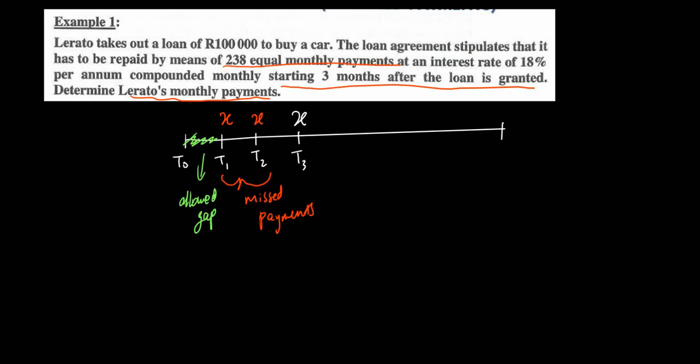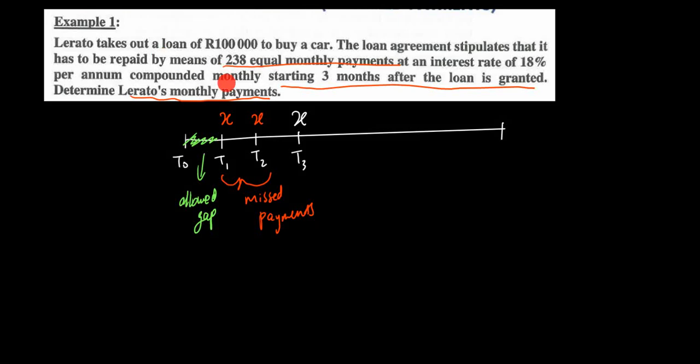Just as something to repeat: remember, Lerato took out the loan, and now let's take it as a he or a she needs to pay the loan by using 238 equal monthly payments. But now Lerato started paying 3 months after the loan was granted, meaning Lerato started to pay here, right?